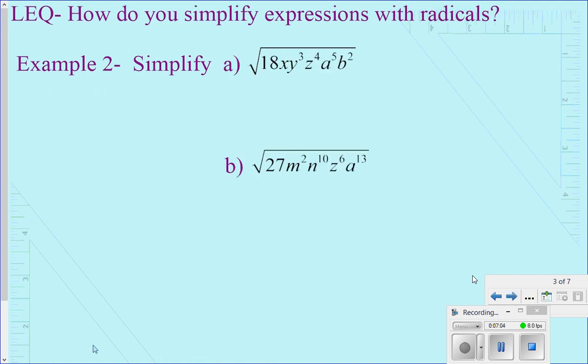So copy letter A, and let's give that one a shot. We're going to do the pieces that we know how to do first. So square root of 18, that should be a piece of cake. We know that that's going to be 3 root 2. I'm just going to cross the pieces off once I deal with them. The x we're going to leave alone for a minute, because that's going to give us a fraction. The y is going to give us a fraction. The z, 4 divided by 2 gives me 2, so that's z squared. The a we'll deal with in a minute, and the b, 2 divided by 2 is 1.